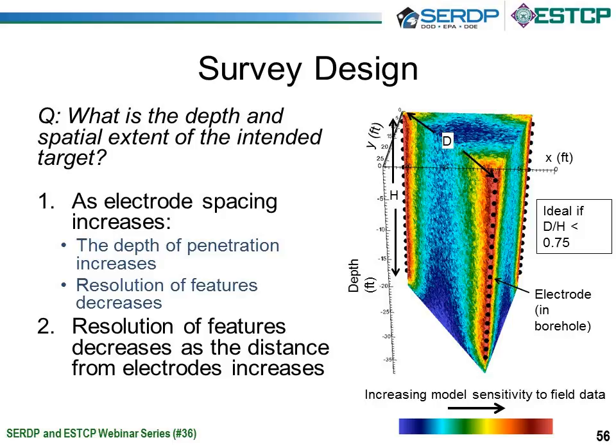The second rule of thumb is that the resolution of features decreases as the distance from the electrodes increases. This means for a surface survey, with depth, our resolution will decrease. And for a borehole survey, as I'm showing on the right, what that means is our model sensitivity to the field data is the lowest in between those borehole locations. We can limit that effect by making our aspect ratio, denoted here as D over H, less than 0.75.